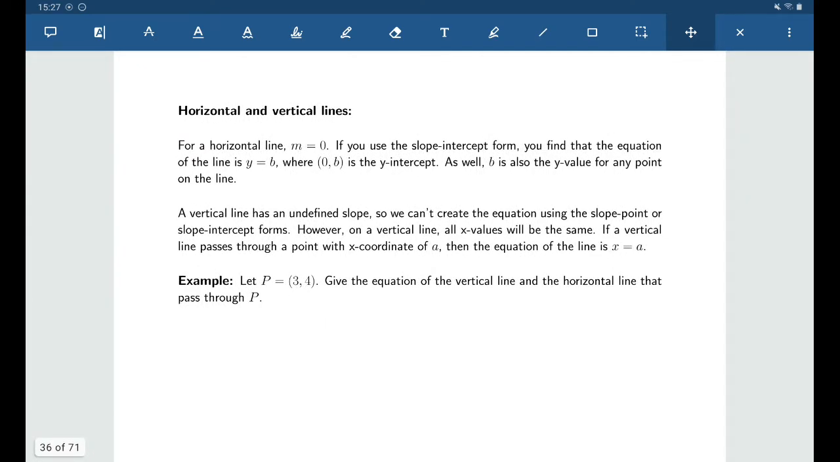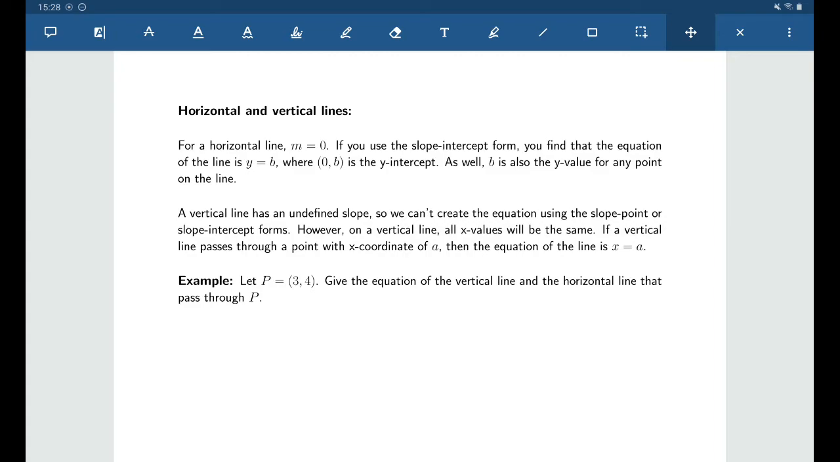So at the very beginning of the previous video, I said we were talking about equations of non-vertical straight lines, and that we could use the slope-point form or the slope-intercept form or general form to write them, and that for any non-vertical line we would have a slope that we could calculate. Here we're going to talk about vertical lines and horizontal lines briefly.